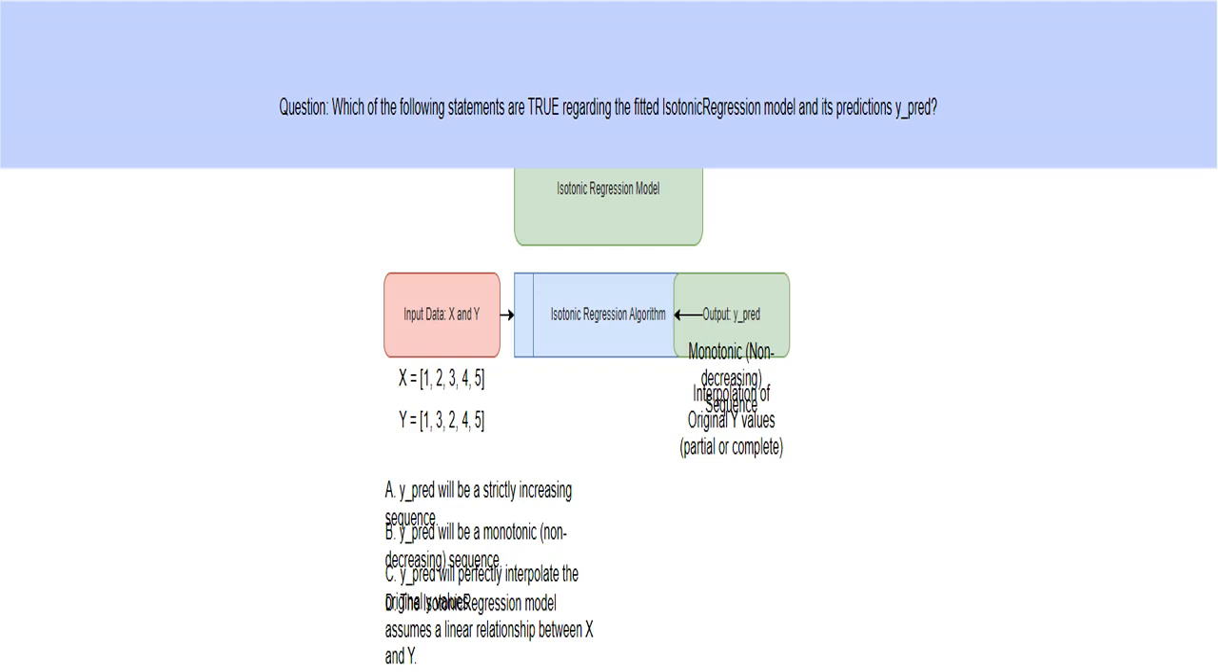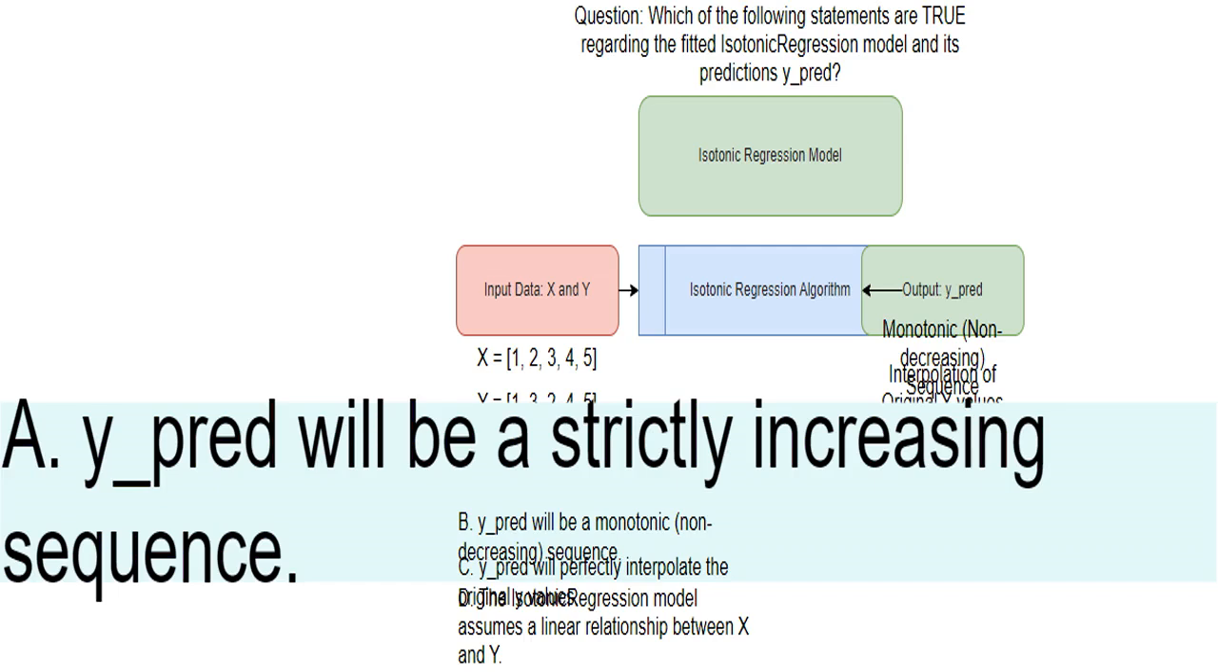This is the main question. It asks you to determine what properties the model's output will have. Will the output be always increasing? The initial y values are not, so the output can't be strictly increasing.